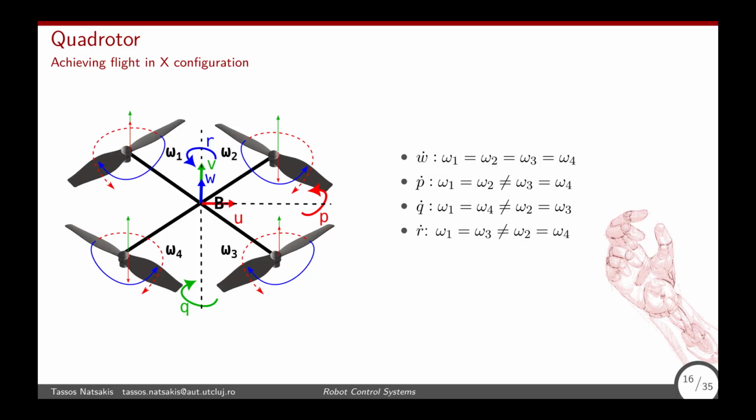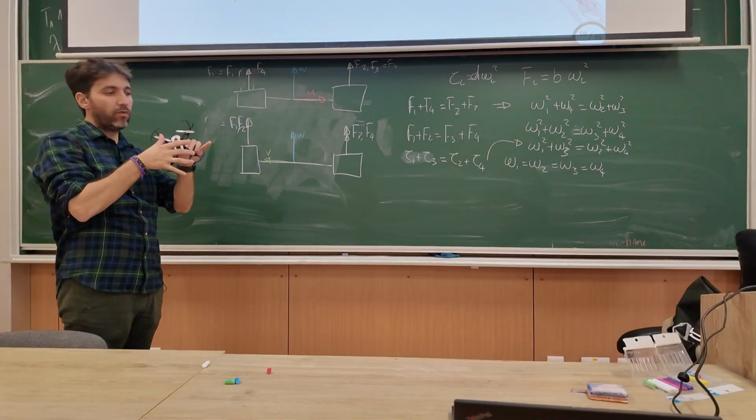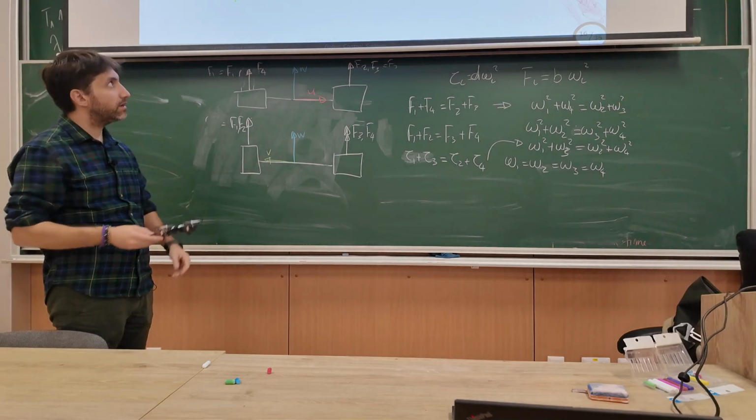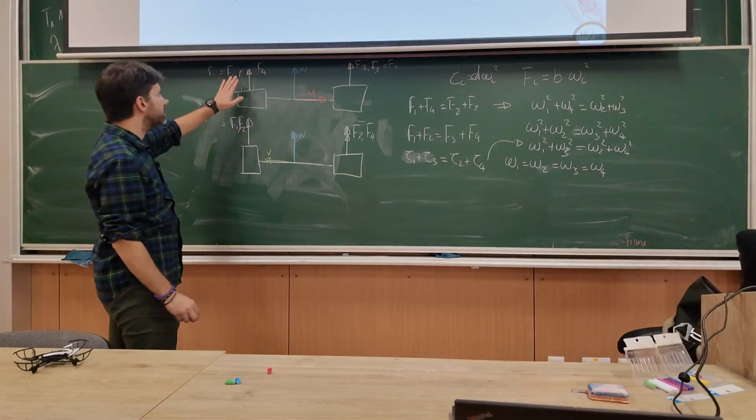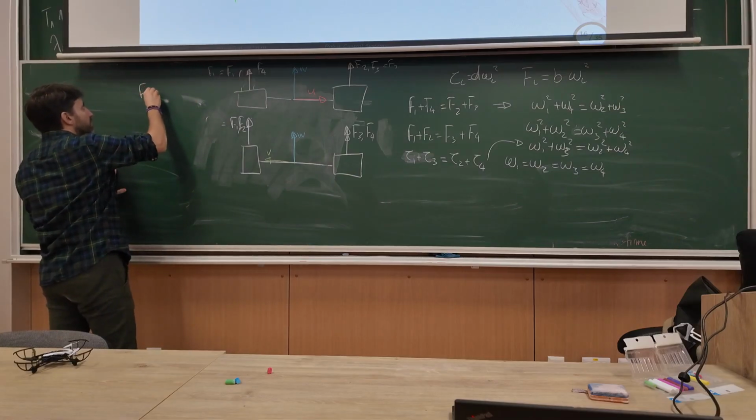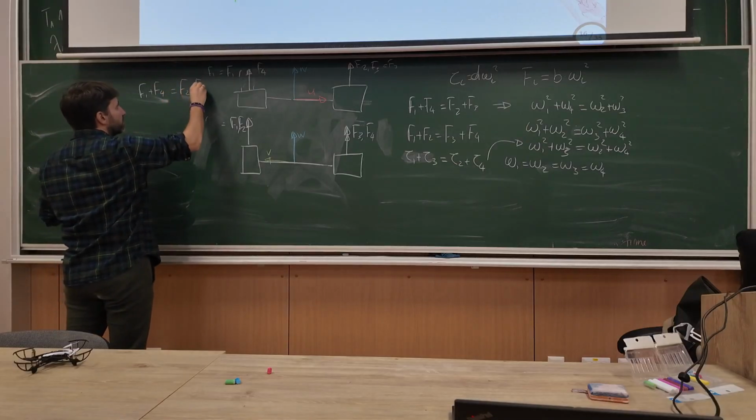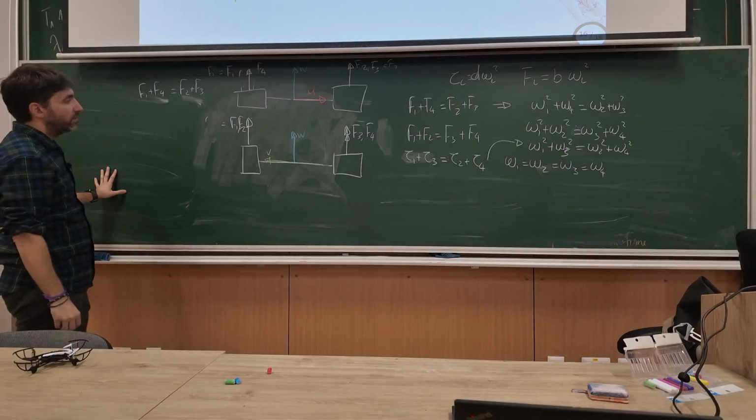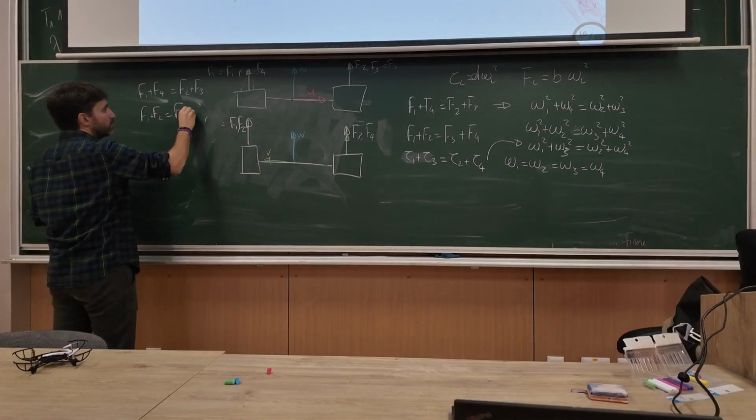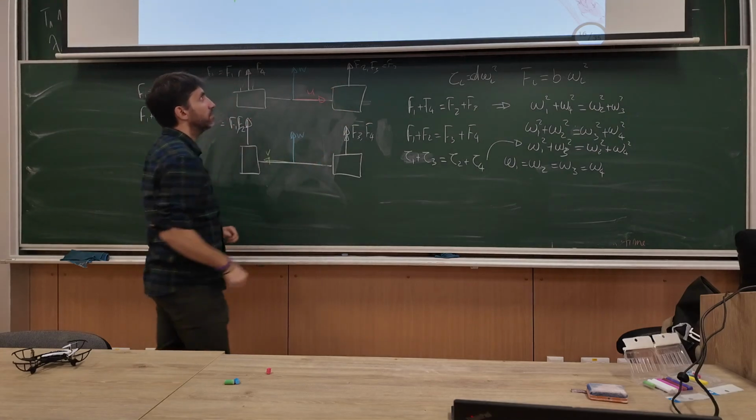So we have the two opposite ones being equal and different than the other pair also being equal. Why is that? They have to be omega 1 and omega 3 equal, and omega 2 and omega 4 equal. So basically these sums are the same. Here F1 plus F4 has to be equal to F2 plus F3, and F1 plus F2 has to be equal to F3 plus F4, right, so I don't have any imbalance here or here.